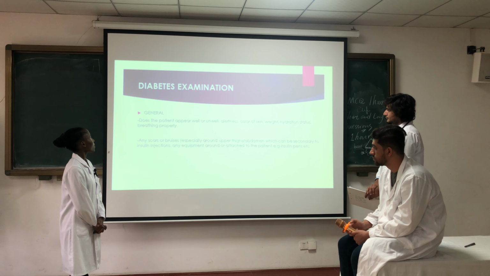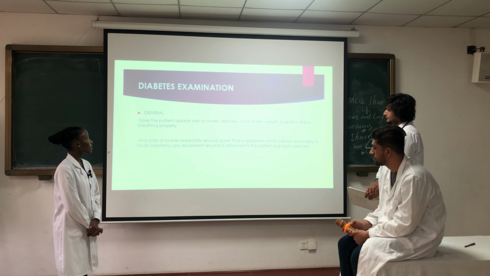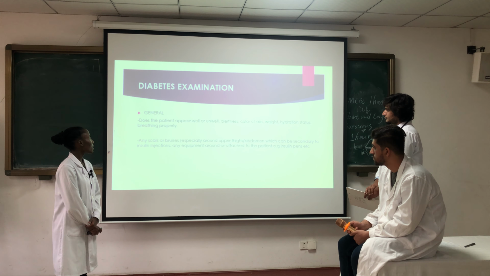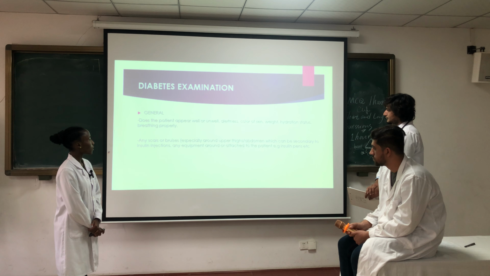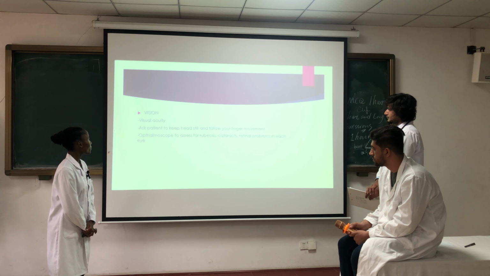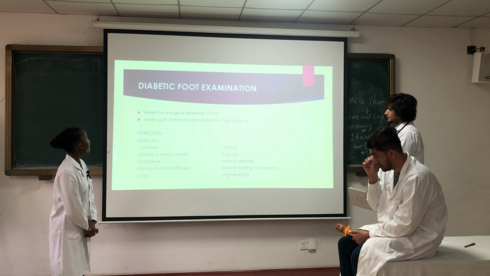Then the diabetes examination. General: does the patient appear well or unwell? Alertness, color of skin, weight, hydration status, breathing properly. Any scars or bruises, especially around the upper thighs and abdomen, which can be secondary to insulin injections. Any equipment around or attached to the patient, e.g. insulin pens. Vision: assess visual acuity. Ask the patient to keep the head still and follow your finger movement. Use an ophthalmoscope to assess for rubeosis, cataracts, or retinal problems in each eye.